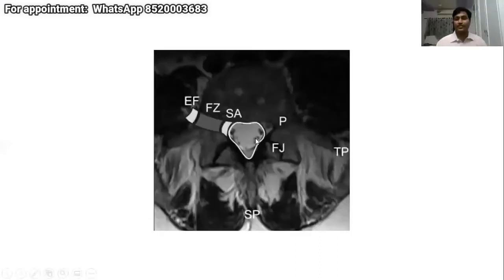So, what is this? What is this white structure? This is the canal. This entire white structure is known as the central canal. The contents of the central canal are the conus medullaris, cauda equina, the CSF and the thecal sac. What is labeled as SA is the lateral canal.